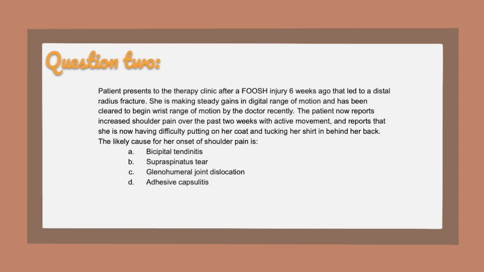Question 2, the best possible answer here is D, adhesive capsulitis. Just based on the client history, they had a FOOSH, which is common for people to develop secondary frozen shoulder. It didn't happen instantly. It's been a few weeks. They're having increasing pain with active movement. It sounds like they're starting to lose range of motion, especially with internal rotation, or external rotation and abduction. With all of those collective symptoms, that is probably the best answer.